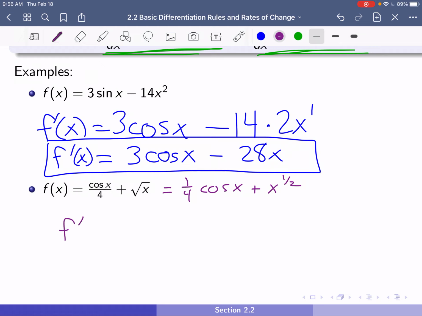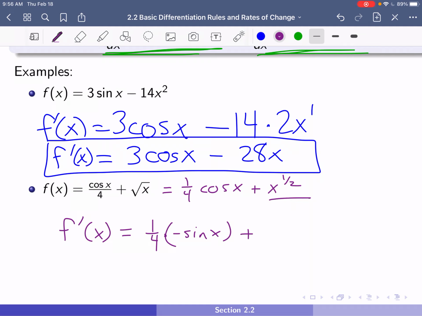So now when we take our derivative, we have the derivative of 1/4 cosine x, so that 1/4 goes along for the ride. It's a constant times a function. The derivative of cosine of x is negative sine x. Right, so it's 1/4 times negative sine x, not 1/4 minus sine x.